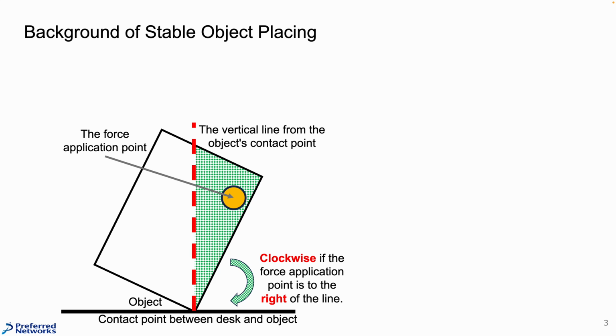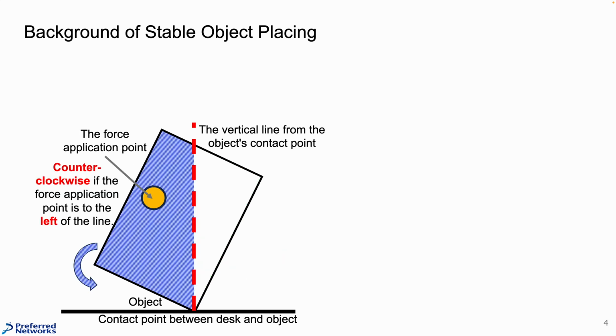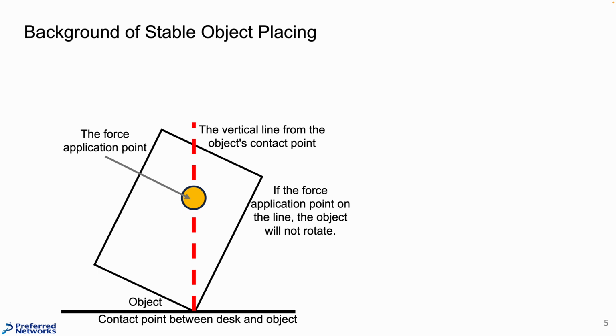The direction of corrective rotation is clockwise when the force application point is on the right side of the vertical line, and counterclockwise when the force application point is on the left. If the force application point is on the vertical line, the object does not rotate.